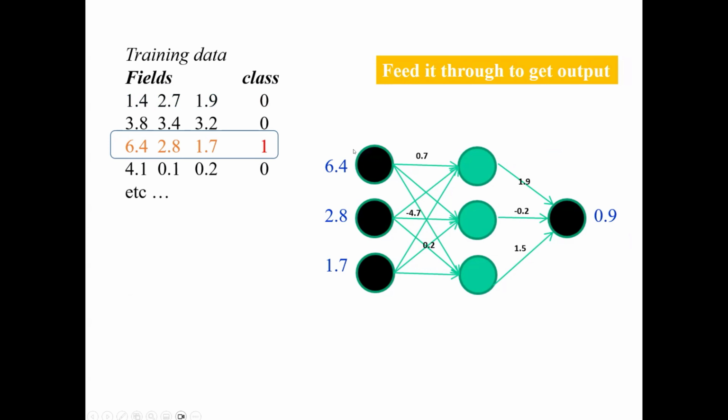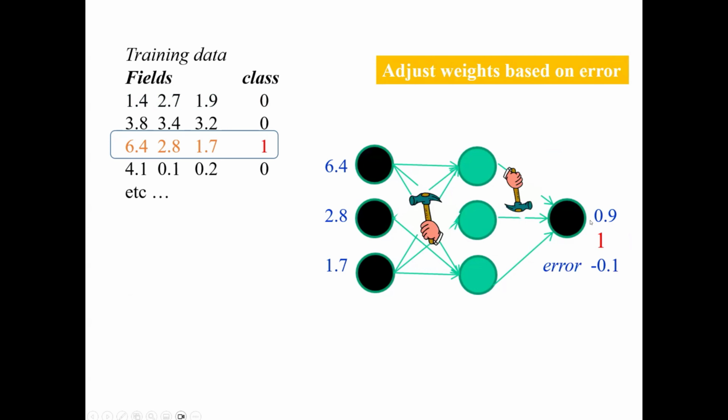And I present again. I put my data now from this one here, 6.4, 2.8, and 1.0. I have all my weights. I do the calculations. I end up at 0.9. That's quite good. Actually, I was supposed to have a 1 here, so my error is a bit smaller. So again, I change my weights. And I present the next one. And I change my weights. And so on and so forth.